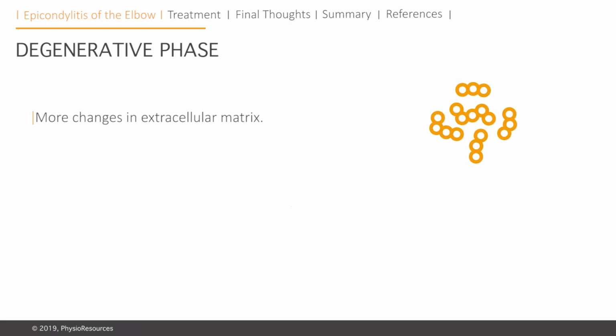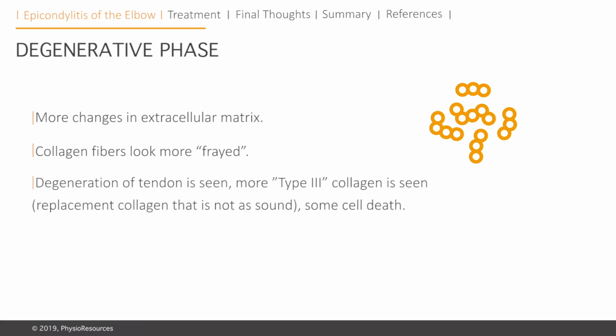If this process goes on for too long, things advance more towards a degenerative state, or what we call the degenerative phase. During this degenerative phase, more changes can be seen in the extracellular matrix of the tendon areas. Collagen fibers, if you were to look at them under a microscope, tend to look more frayed in orientation. Studies have pointed out that there is a larger presence of what they call type 3 collagen, which is thought to be of lower quality than the original collagen that was present in the tendons.